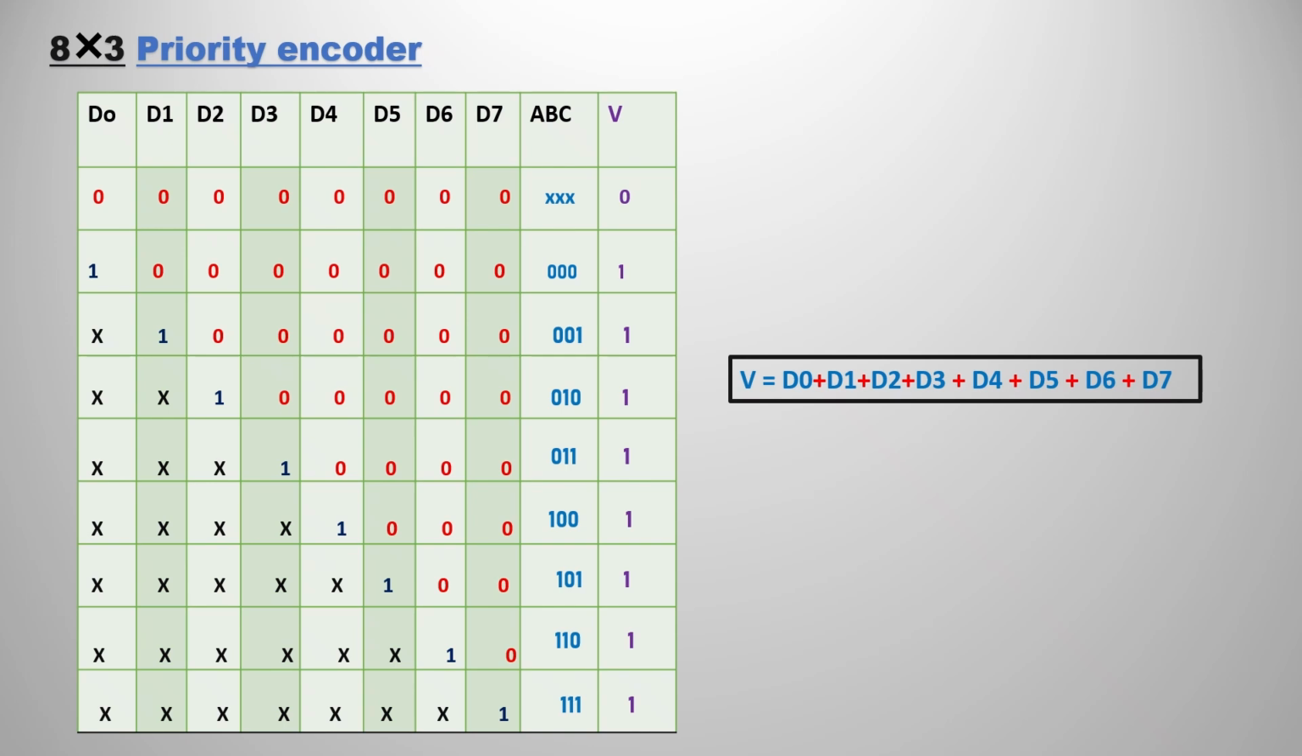If we consider valid is 0, the remaining things would all be 0. If all things are 0, valid would be 0. That is the reason we have constructed the variable V. Valid would be 1 for all the other cases. So the valid output would be the sum expression of D0 to D7.